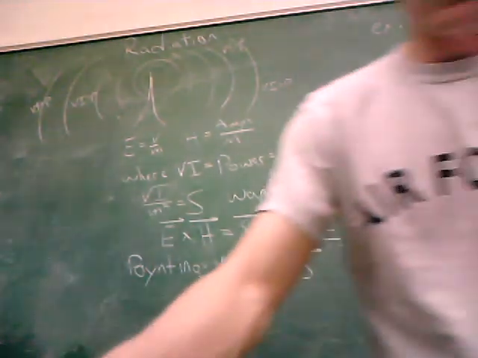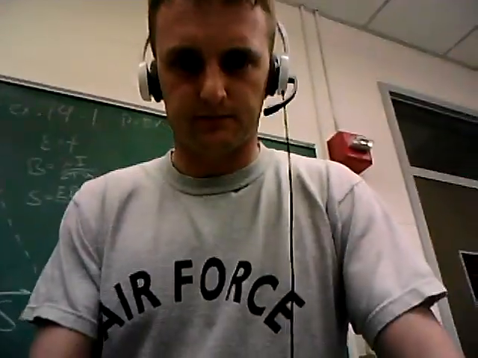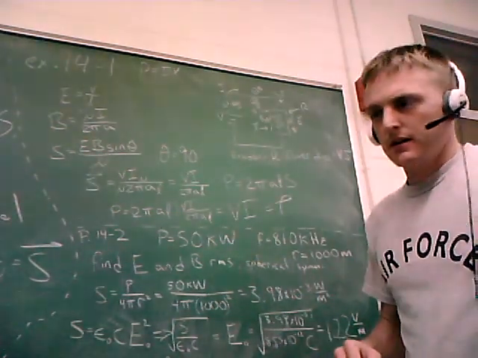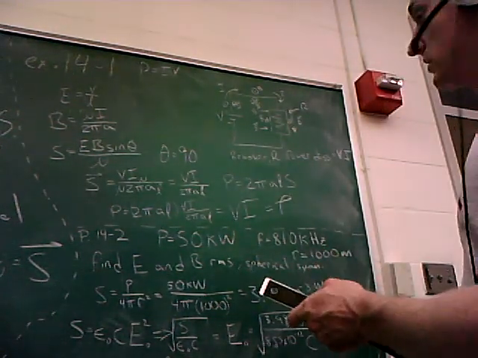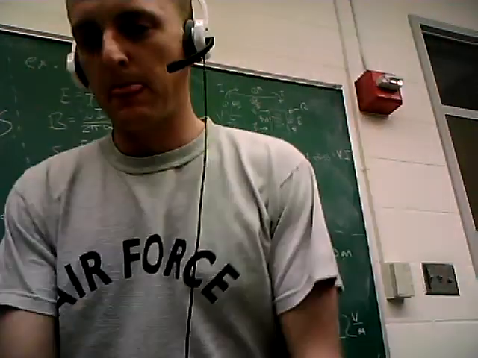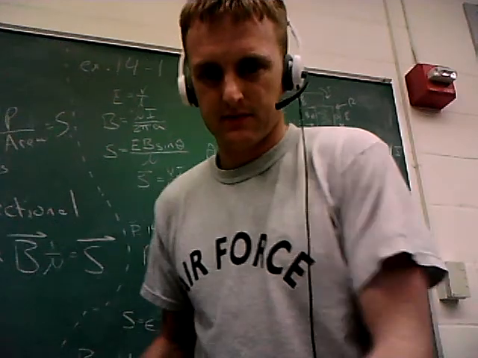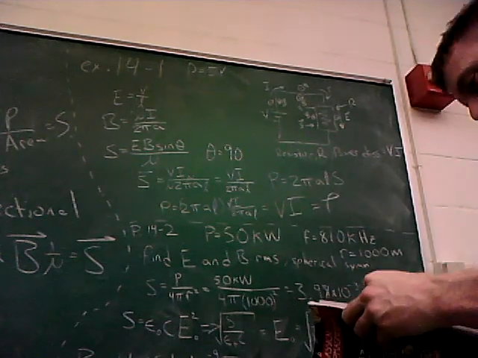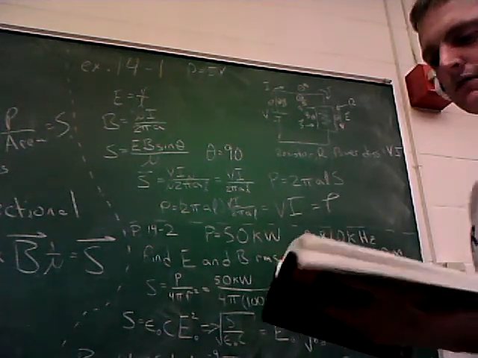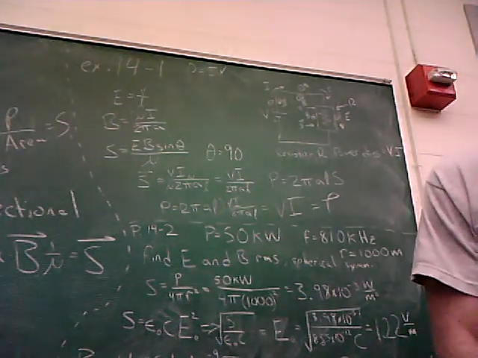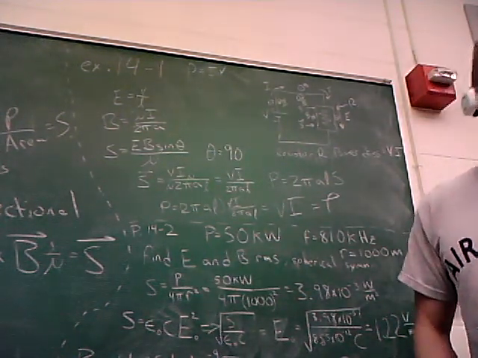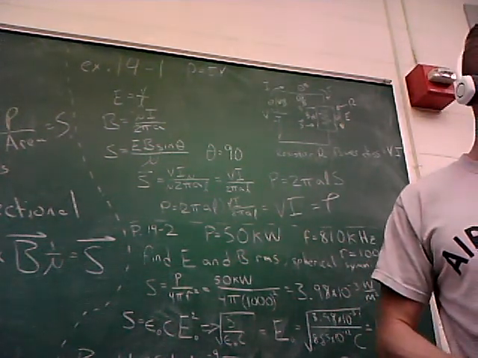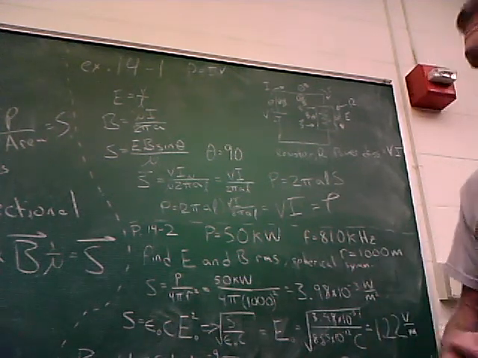So, let's work some problems. Example 14.1. Let me read the problem. Given an electrical circuit, a DC voltage source, and a resistor, verify that power is equal to V times I after integrating S over the surface of the resistor.